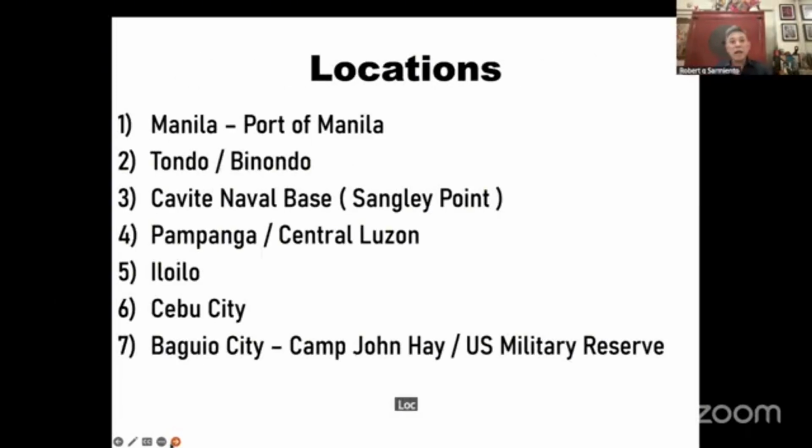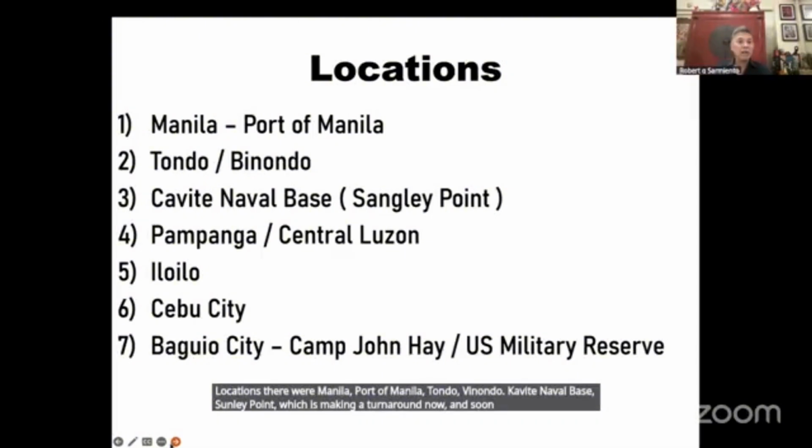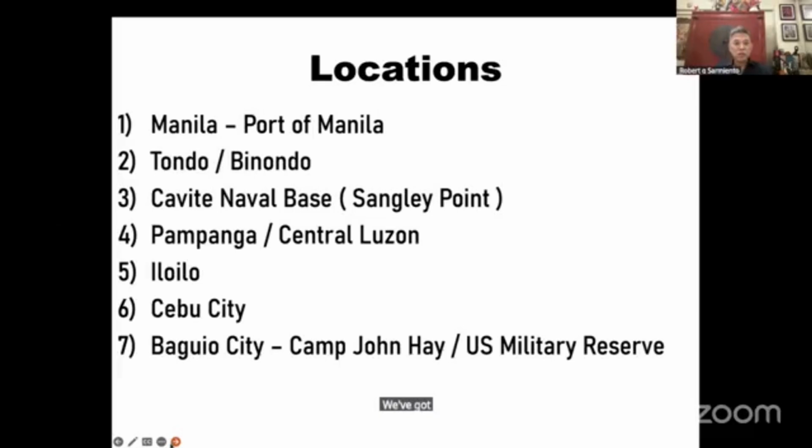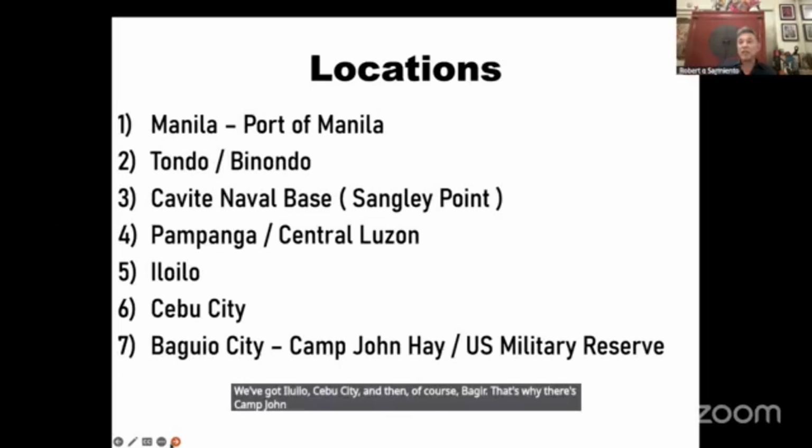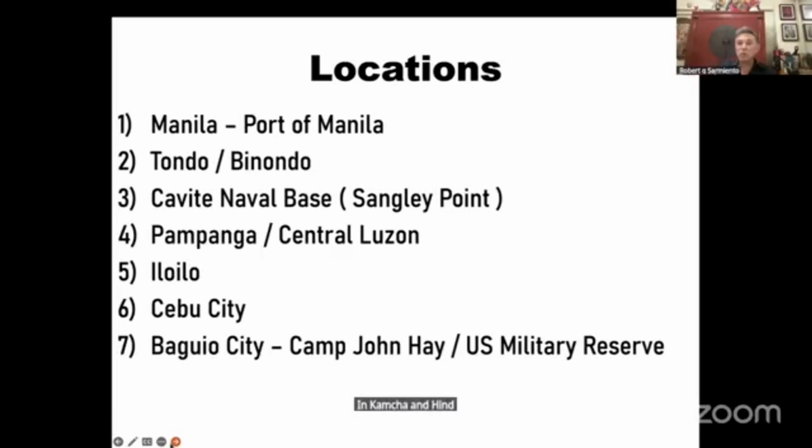Locations there were Manila, Port of Manila, Tondo, Binondo, Cavite Naval Base, Sangley Point, which is making a turnaround now, and soon we'll have an airport there. We've got Pampanga, Central Luzon. We've got Iloilo, Cebu City, and then of course Baguio. That's why there's Camp John Hay, U.S. Military Reserve. When you go to Baguio, you notice puro mga woodwork. So that's where it started, right?